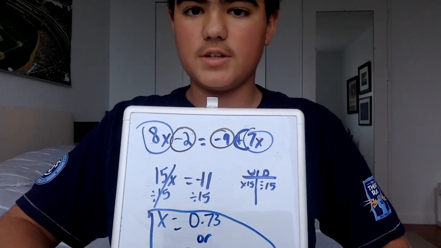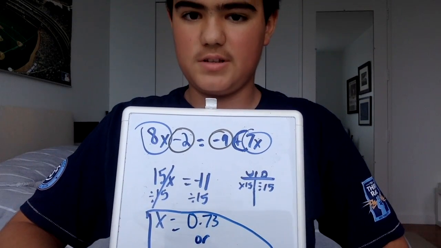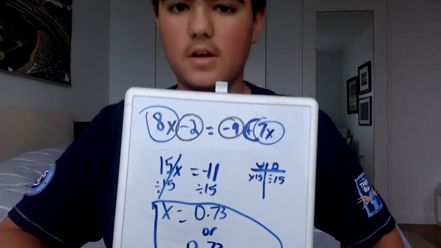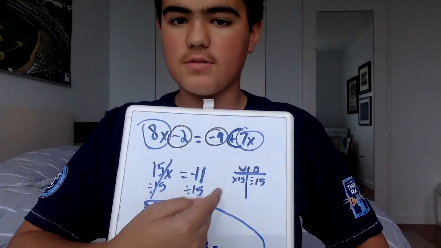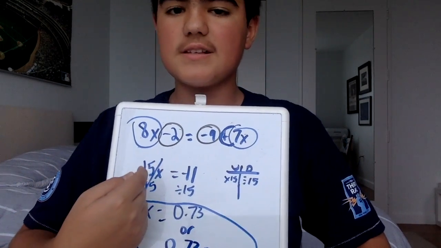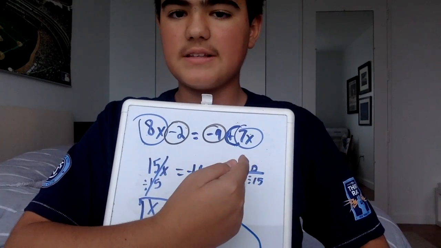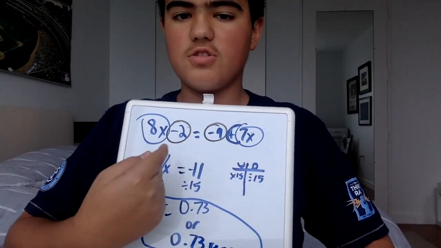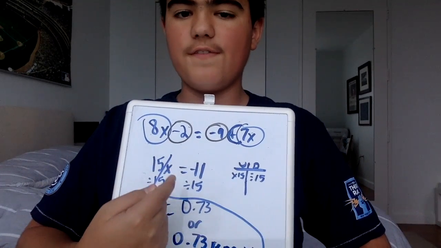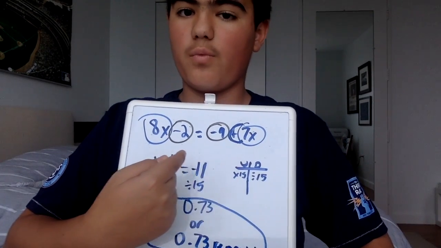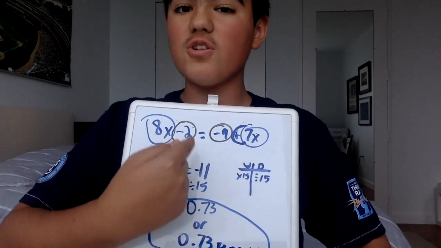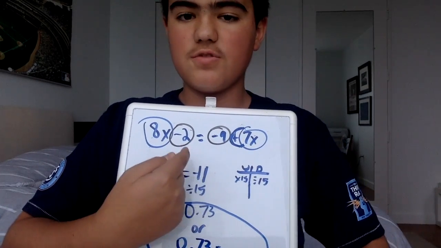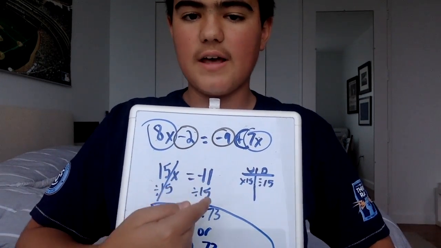Our next equation is multi-step equations. Let's get started. First, what you have to do is combine like terms. In this example, 8x and positive 7x are like terms, so you would add those together, and that would be 15x. And then these two are also like terms. So negative 2 minus 9 is negative 11.